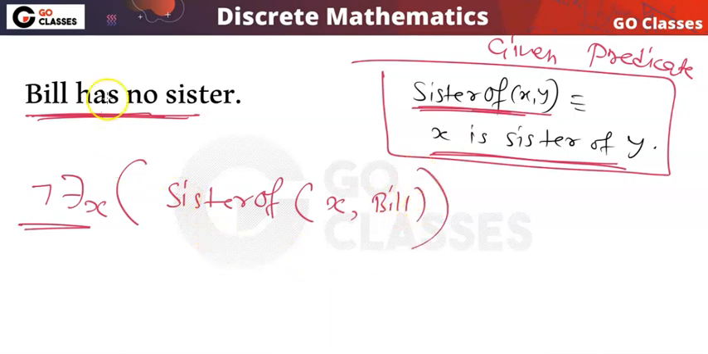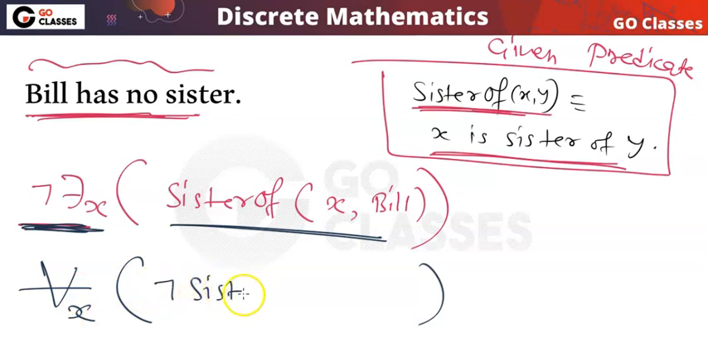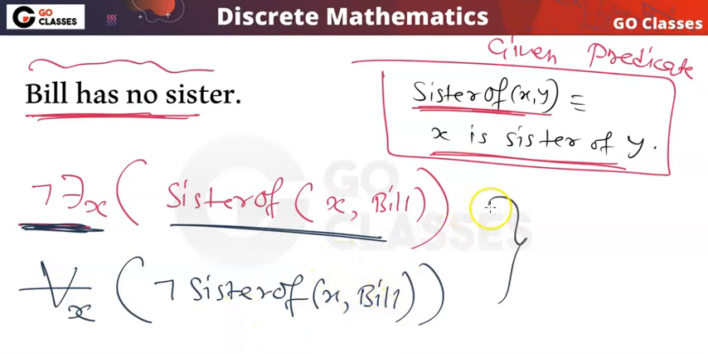So very simple, because this is saying Bill has no sister. It means there does not exist any x such that x is sister of Bill. There is no sister of Bill. This is the point. We can also say that for all x, for every x, it is not a sister of Bill. x is not a sister of Bill. So very simple, both are equivalent.